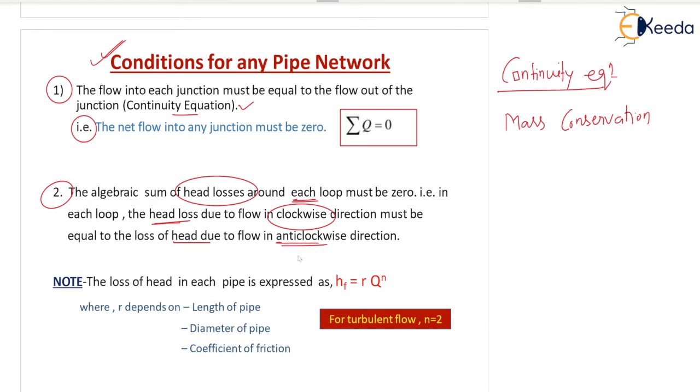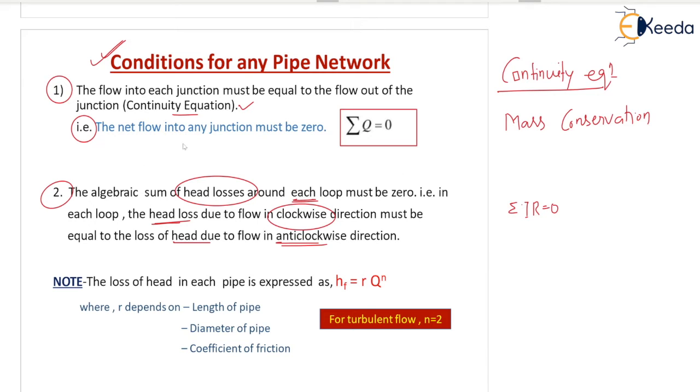Just like Kirchhoff's first law and second law, the summation of IR drops in a closed circuit must be equal to 0. Sigma IR drop must be equal to 0. Same way, in this case we are having the summation of head losses around each loop must be 0, and the net current going into the system must be equal to the net current going out of the junction. Kirchhoff's first law and second law are almost similar to that.